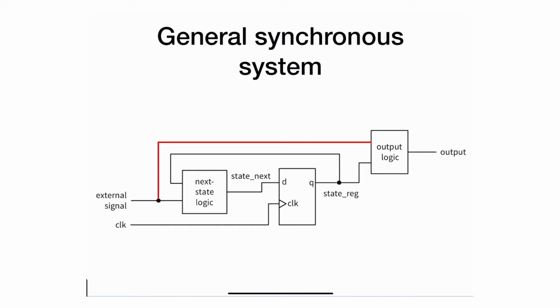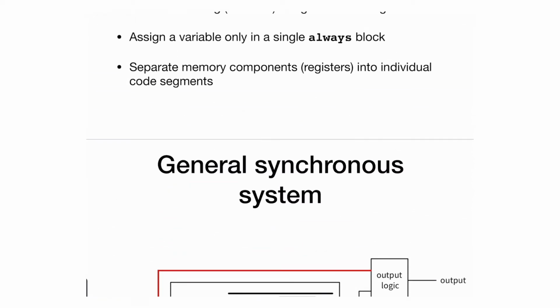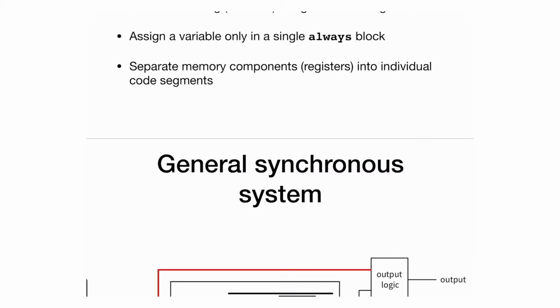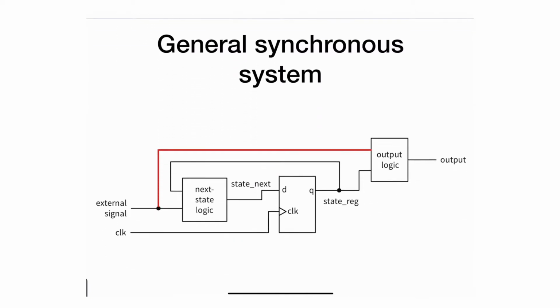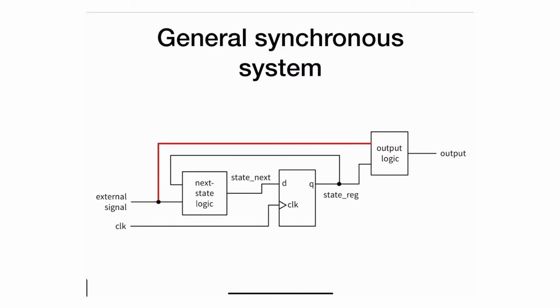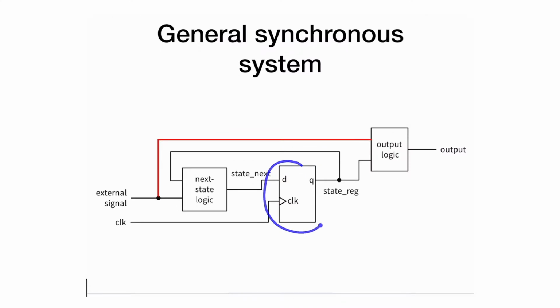But anyway, for now, what's important is what the guideline is telling me. I'm just going to reread it again. It tells me separate memory components into individual code segments. What it really is telling me is if you're describing a synchronous system, a sequential circuit, just make sure that the registers are written in their own always statement. The output logic is written in its own combinational circuit statement, and this one here is written in its own.